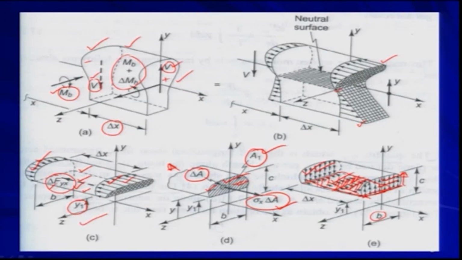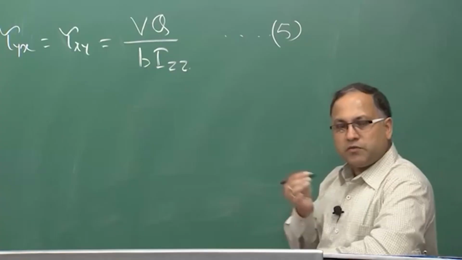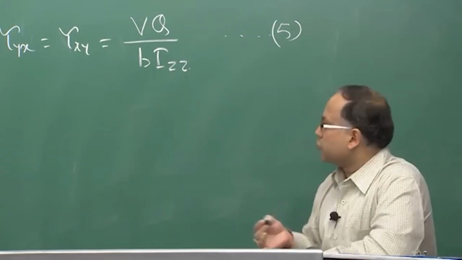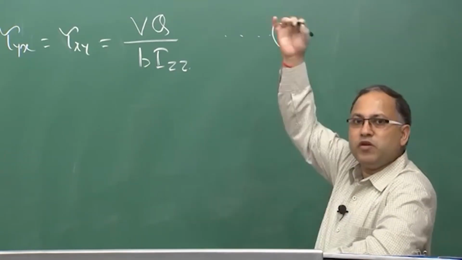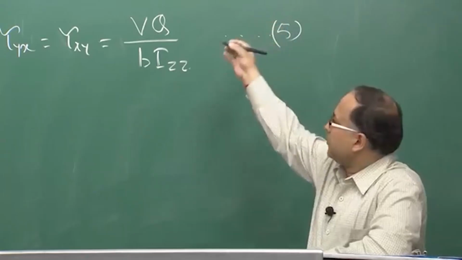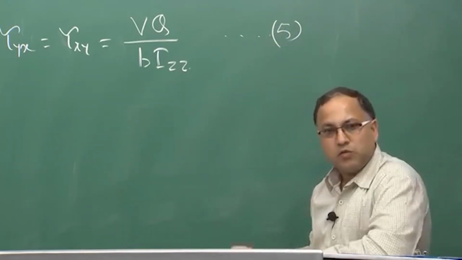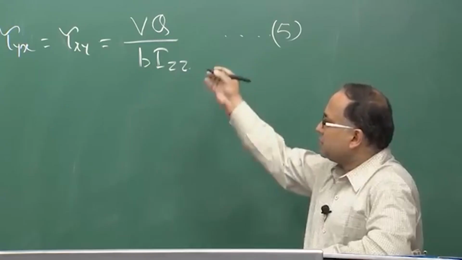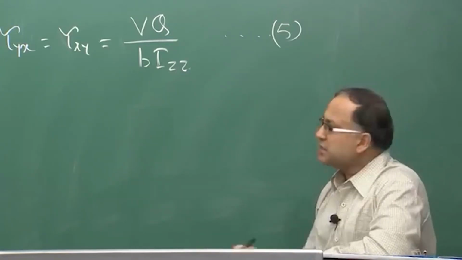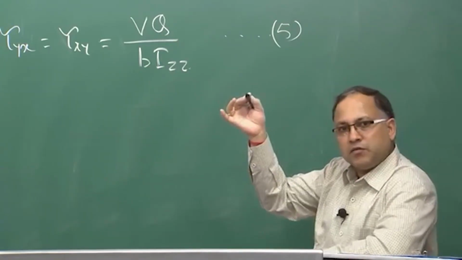So, as you move from this point to the top surface, your q is getting reduced, is it not? That is, the first moment of that shaded area is getting reduced. So, ultimately when you go to the top surface, your q will become simply 0. So, once q becomes 0, then tau xy will become 0. So, this is the variation of tau xy.